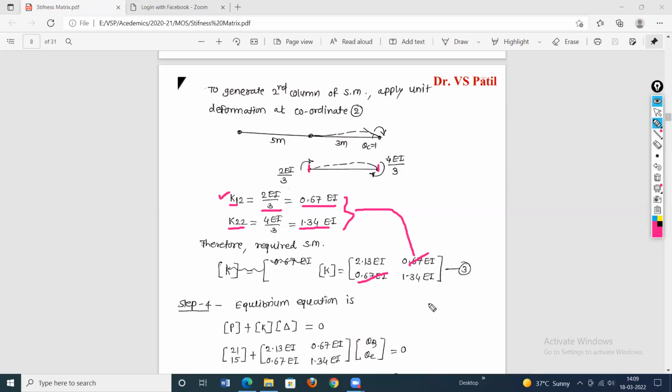And third, the elements lying on the leading diagonal are always positive. So K11 and K22 must be positive. They are positive. Therefore, the equation 3 stiffness matrix is the correct one.